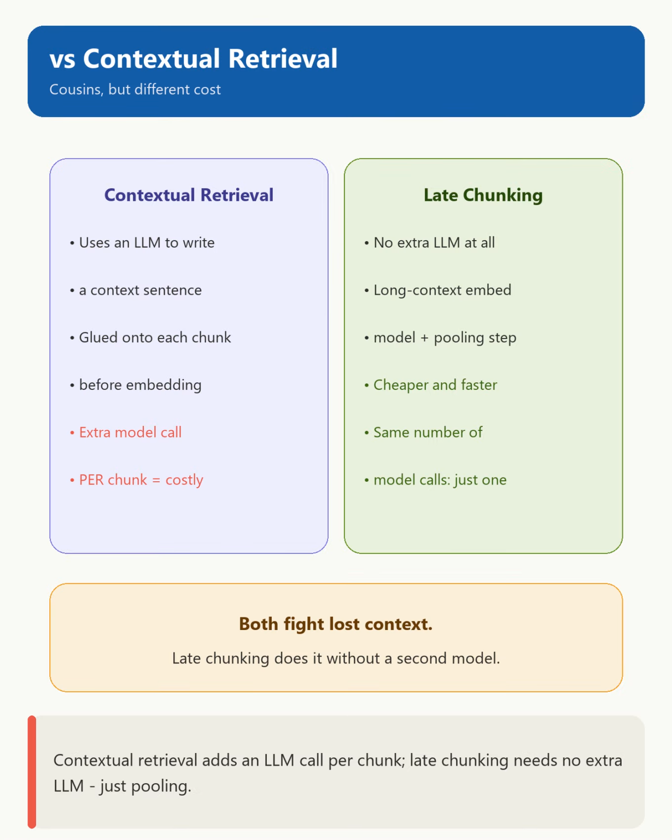You might be thinking, this sounds like contextual retrieval from Anthropic. They are cousins but different. Contextual retrieval uses a language model to write a short context sentence and glue it onto each chunk before embedding. That works well but costs an extra model call per chunk. Late chunking needs no extra language model at all. It only needs a long context embedding model and a pooling step, so it is cheaper and faster.